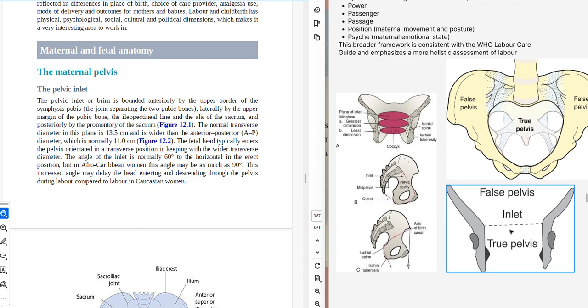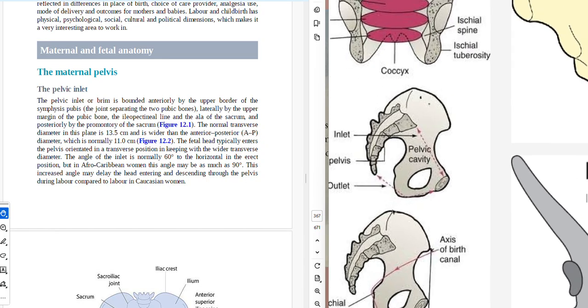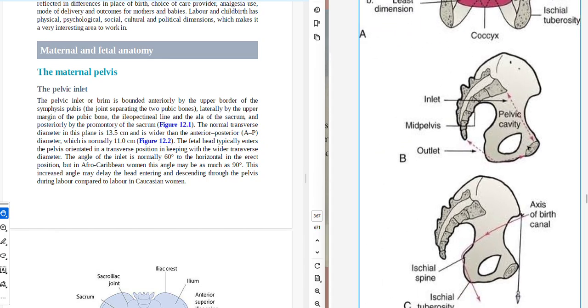So the pelvic inlet at this level: above the inlet we have the false pelvis, below the inlet we have the true pelvis. And this little line here, anteriorly it's guarded by the symphysis pubis, posteriorly by the promontory of the sacrum, and laterally by the ala of the sacrum and the iliopectineal line, right? That basically creates the circular pelvic inlet. If you want to appreciate the pelvis a little more, this is like a diagonal position of the hip bone. So you can see that this is the pelvic inlet and this is the pelvic outlet.